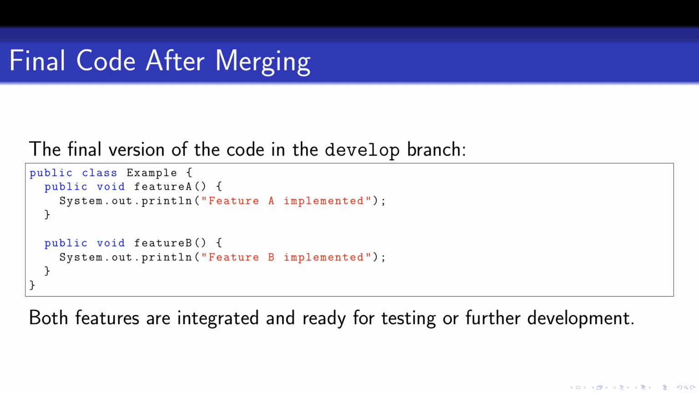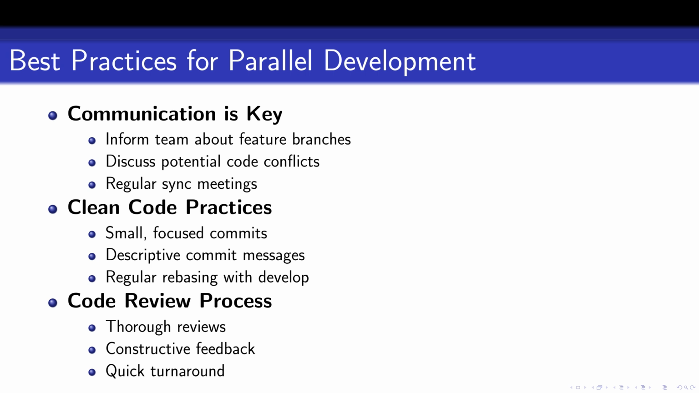After merging, the develop branch now includes both feature A and feature B methods, demonstrating successful collaboration. The project is now updated with the latest features, ready for further testing or development. This workflow demonstrates how Gitflow ensures a clean and efficient process for integrating changes. Best practices for parallel development ensure teams work efficiently without stepping on each other's toes.